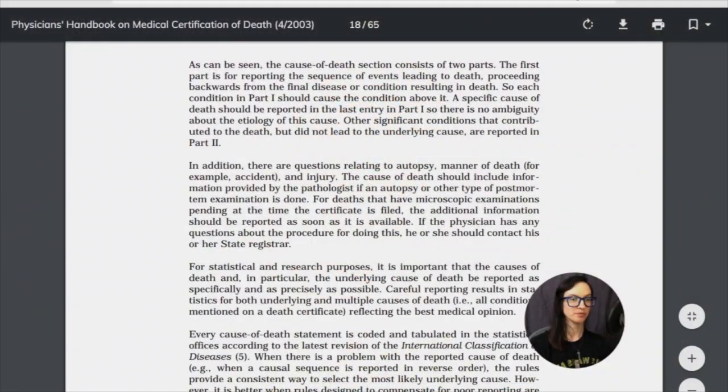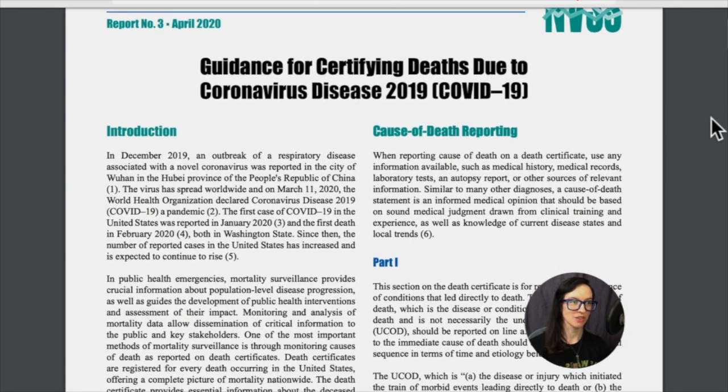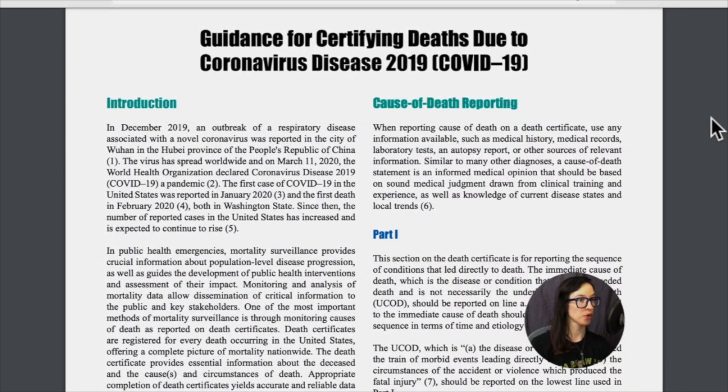So the CDC also has a document that is specific to deaths due to coronavirus disease. Let's take a look at that. This document is called Guidance for Certifying Deaths Due to Coronavirus Disease 2019. And I'll just read a few sections on this. Cause of death reporting. When reporting cause of death on a death certificate, use any information available, such as medical history, medical records, laboratory tests, an autopsy report, or other sources of relevant information. Similar to many other diagnoses, a cause of death statement is an informed medical opinion that should be based on sound medical judgment drawn from clinical training and experience, as well as knowledge of current disease states and local trends.